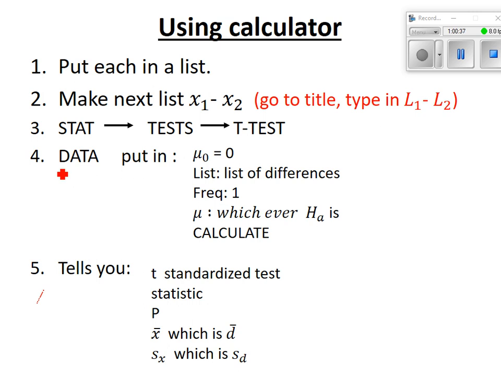This is all we're going to look at. It's going to tell you the T. I'm not sure why my statistic is down a line, but that's supposed to be up here. It also tells you P, that's the P-value stuff we started last chapter, we're not doing it. It tells you X bar, which is actually D bar, and it tells you the standard deviation, which is the standard deviation of the differences.